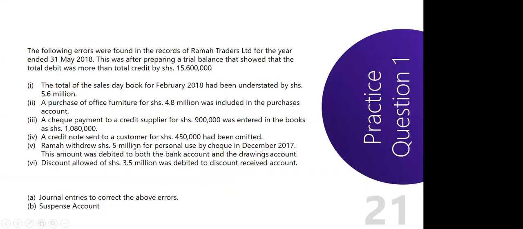A credit note sent to a customer for 450,000 has been omitted. So credit notes are given to customers upon returning goods. When they return to us goods we've sold to them, we issue a credit note. So if a credit note was sent to a customer of 450,000 and it has been omitted, this points to returns inwards. So this is an error of omission and it doesn't affect your trial balance.